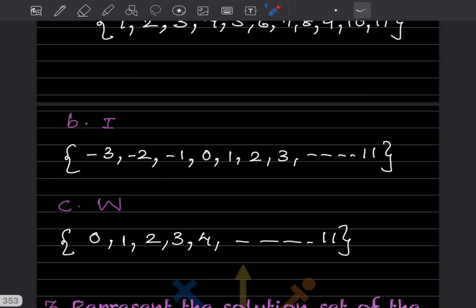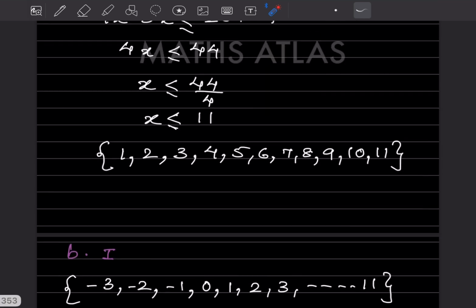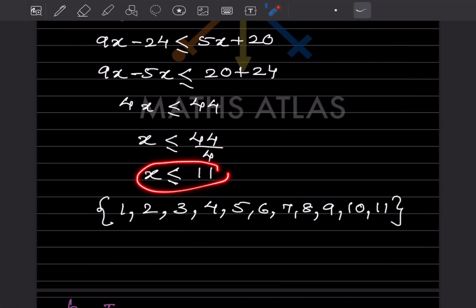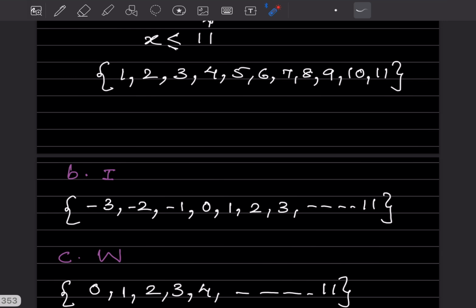Now this is integers. I stands for integers. You know integers means the negative and positive, so we have to include all. The same one, because here it says x is less than or equal to 11. So here you will include 11, and you will write some of the negative integers also, and 0 as well. The last number you are going to write is 11 and not any other number. Here you can continue. So that will be minus 3, minus 2.